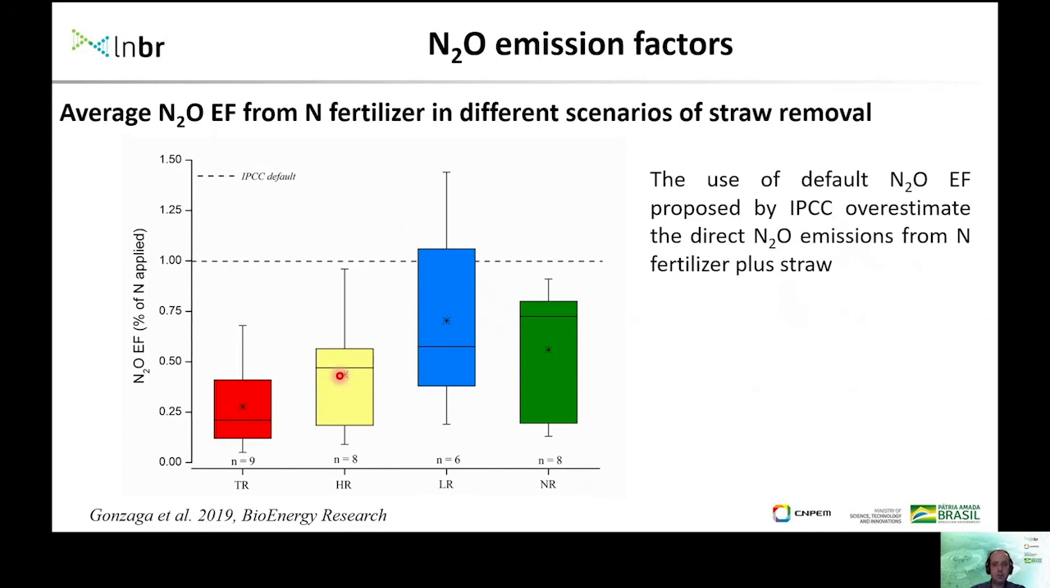So this is one important piece of information from this graph. The other is that, regardless of the scenario of straw removal, the results observed in Brazil are below the IPCC value, and there is a tendency of increase in N2O emission according to the amount of straw that we maintain on the field.